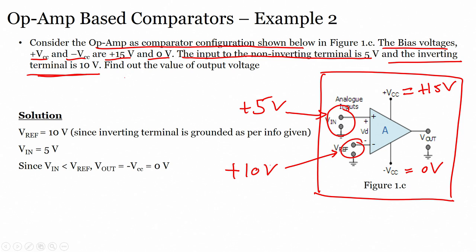Find out the value of the output voltage when you are given these conditions: plus 15, 0, plus 5, plus 10. That is the question.